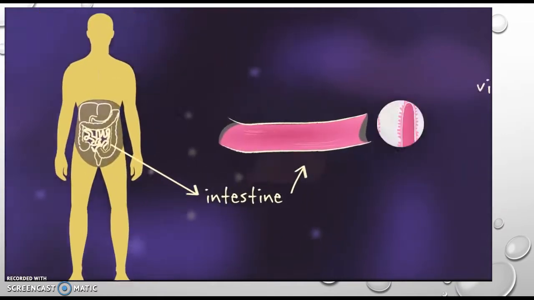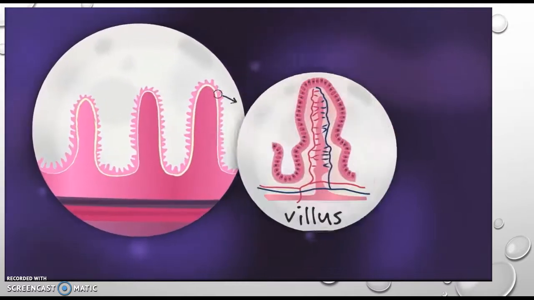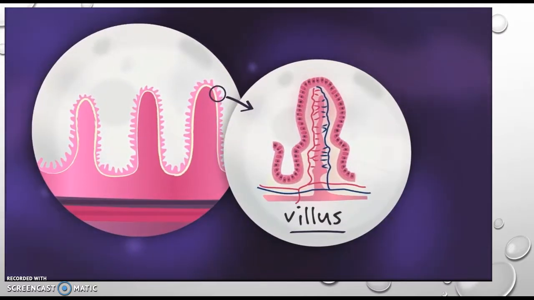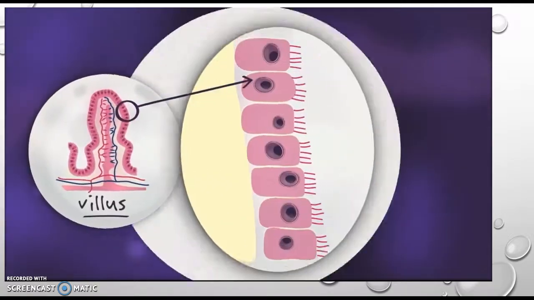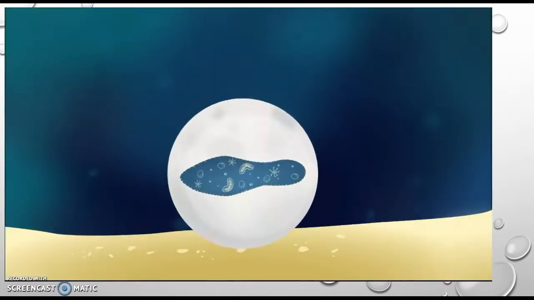Another example can be found in your small intestine, where structures called villi fold up into little fingers. Each villus is made of cells with highly folded membranes that have tiny bumps called microvilli to increase their surface area. But what about single-celled organisms?